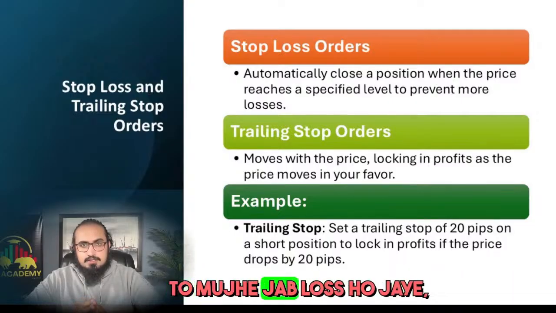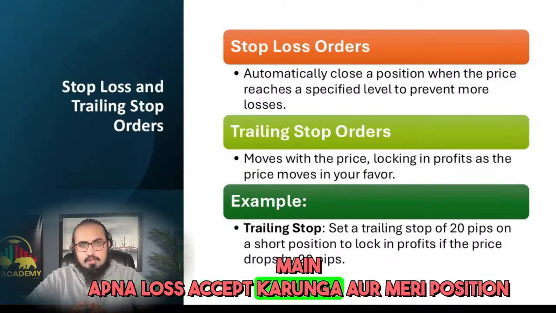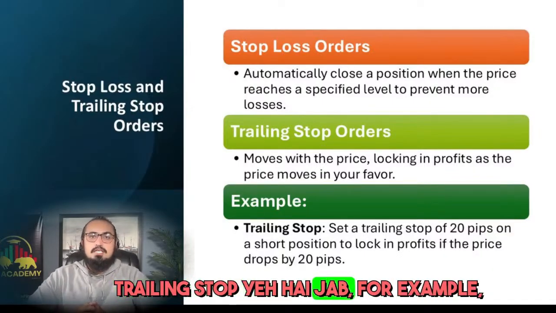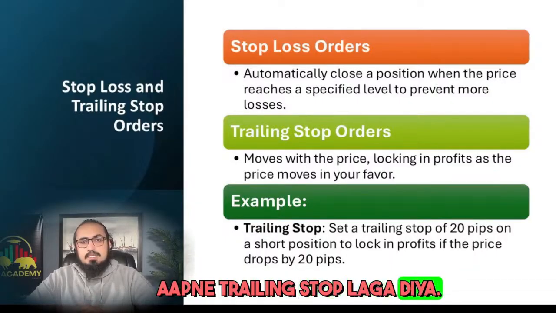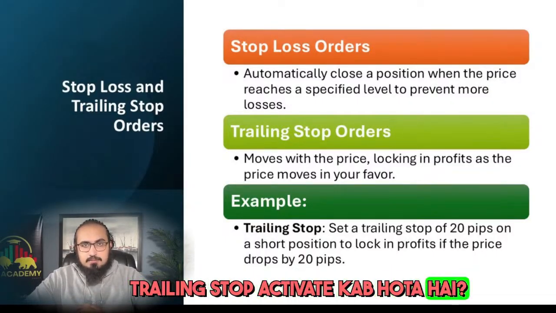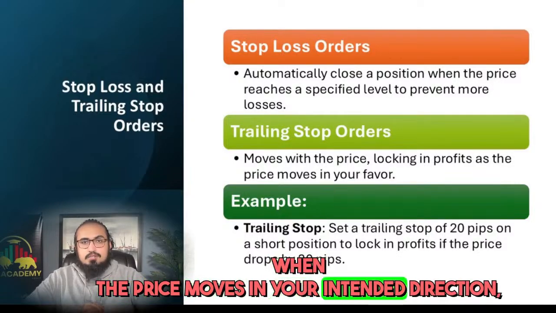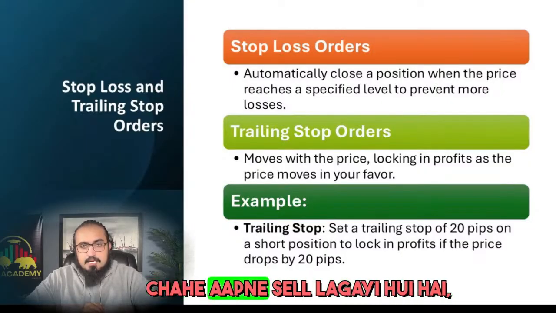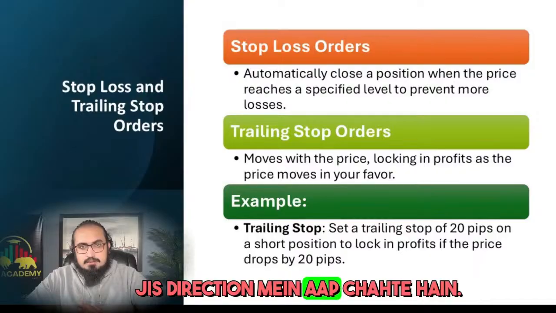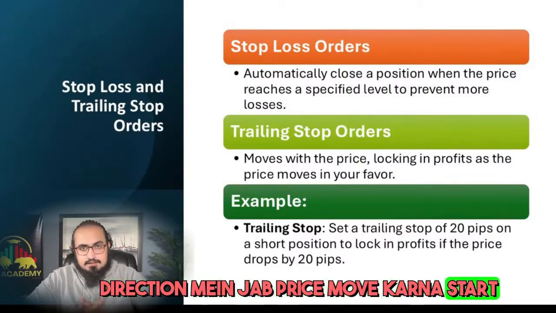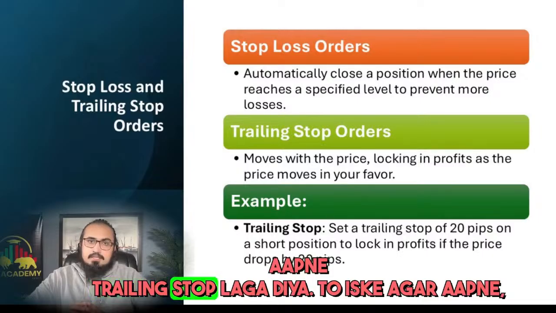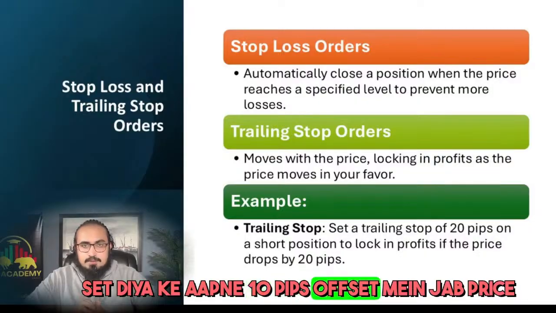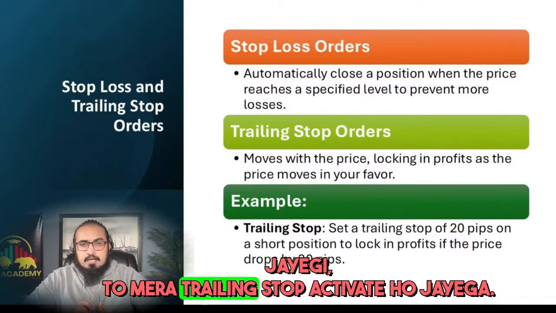When it moves in your intended direction, whether you have a buy or a sell, when the price starts moving, you can set a trailing stop of, for example, 10 pips, and your trailing stop will activate. Now, if the price goes to 20 pips, the stop difference will remain 10 pips. The price is moving in your intended direction, so the trailing stop follows behind. As much as the price moves, it will stay back by 10 pips. So whenever the price comes back, your stop loss is hit and your position closes.